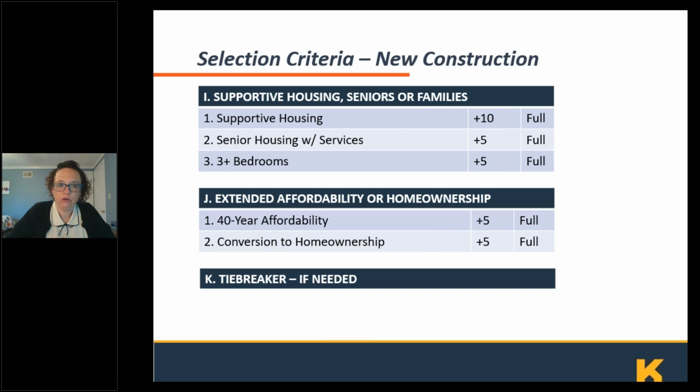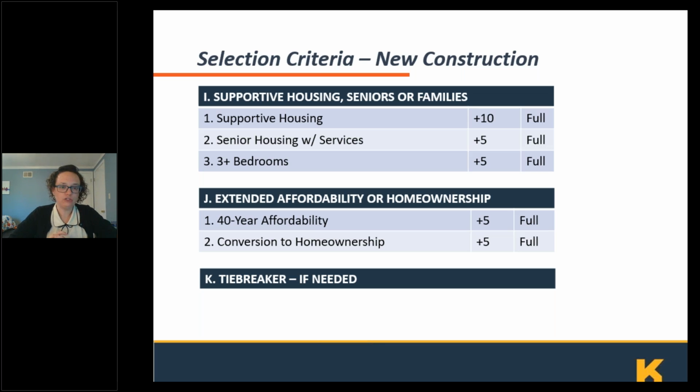The next section is the supportive housing in seniors or families. For applications that are proposing to do supportive housing, they will get 10 points. And for senior housing that commits to providing at least 3 of the services listed in the QAP will receive 5 points. And if a family site has at least 25% of their units are 3 bedrooms or larger, they will receive 5 points also.